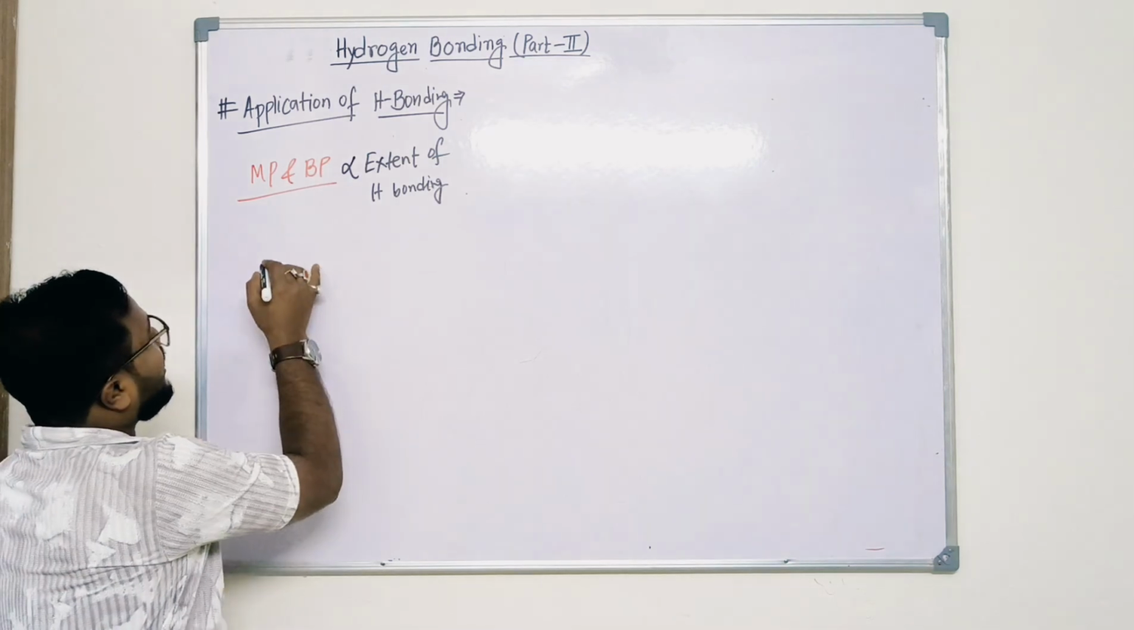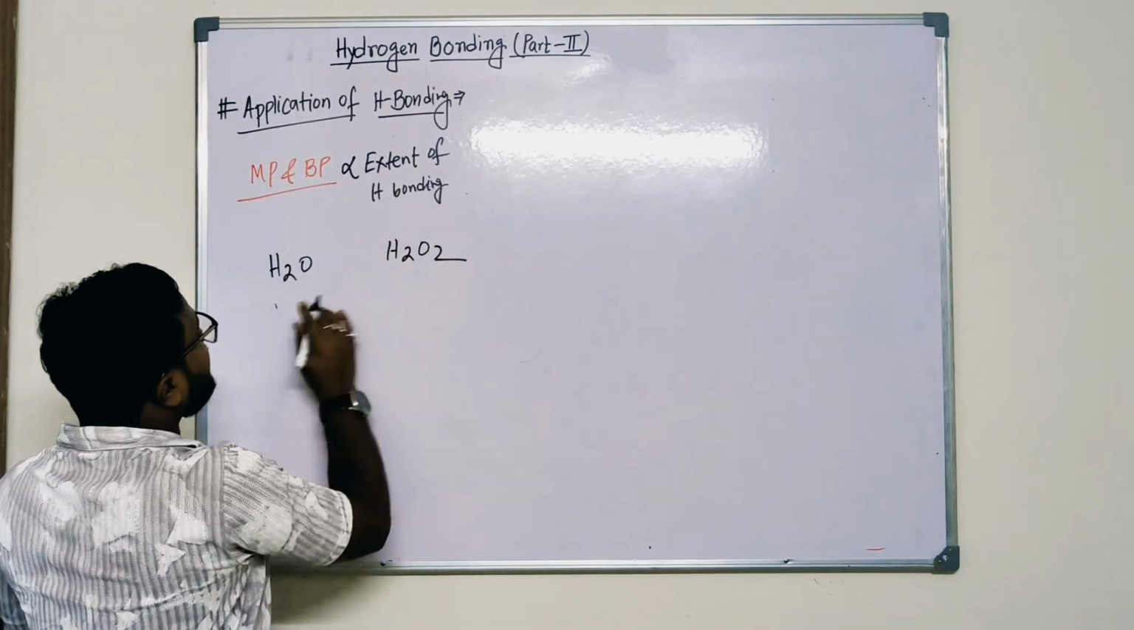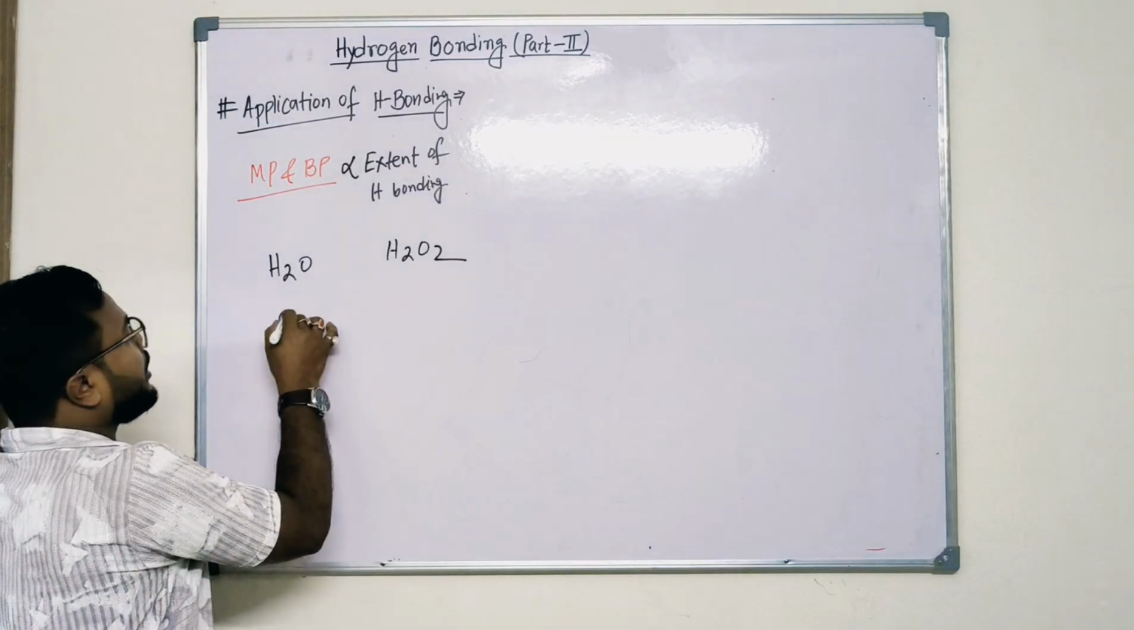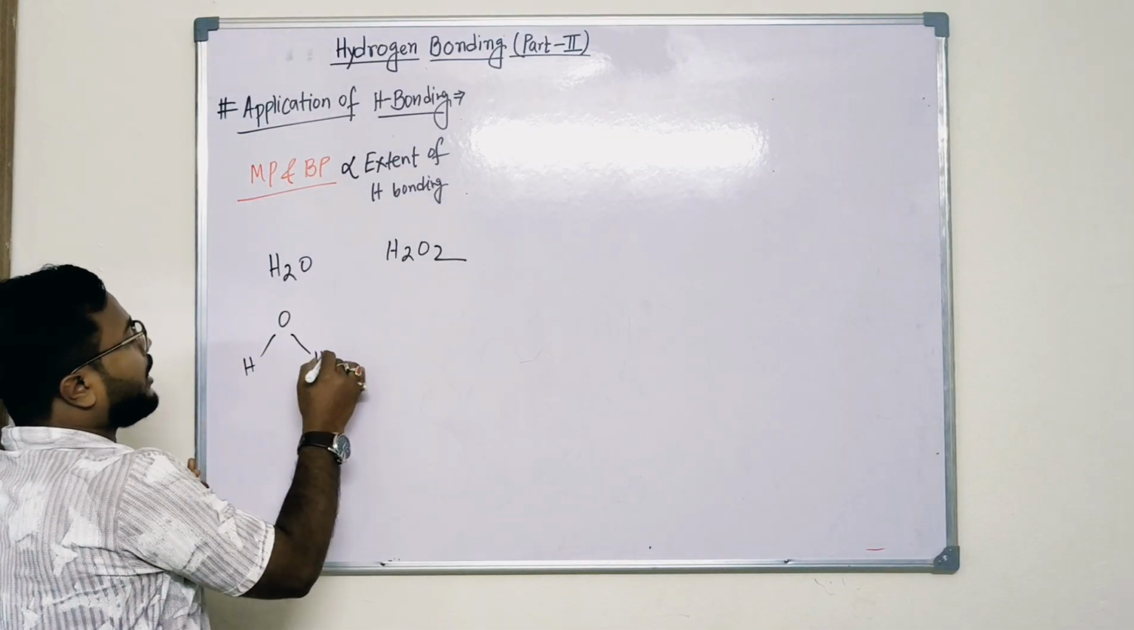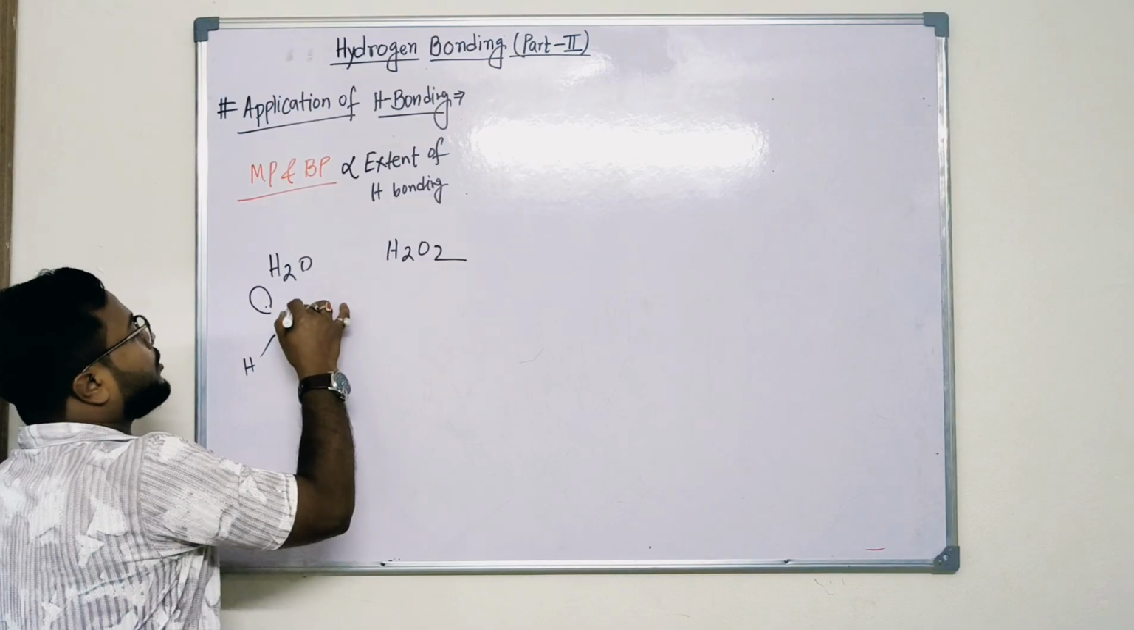Let's see. I have taken H2O and H2O2. Last day we read that in the case of H2O, it is arranged like this, with two hydrogen bonds, as here there are two lone pairs as well.